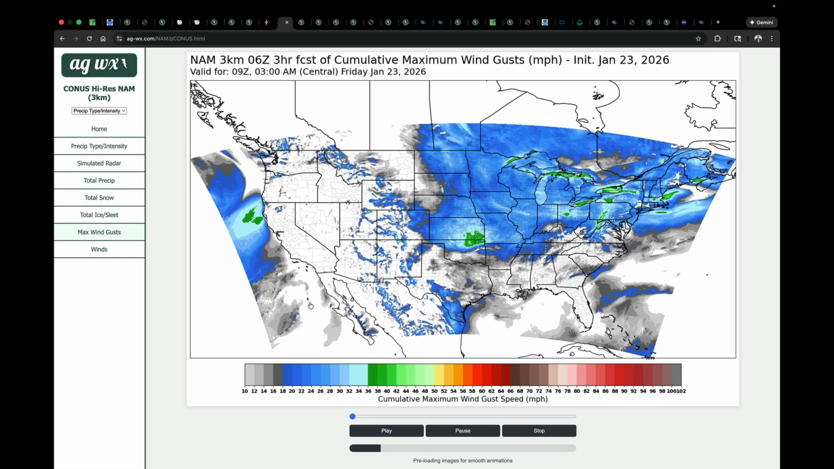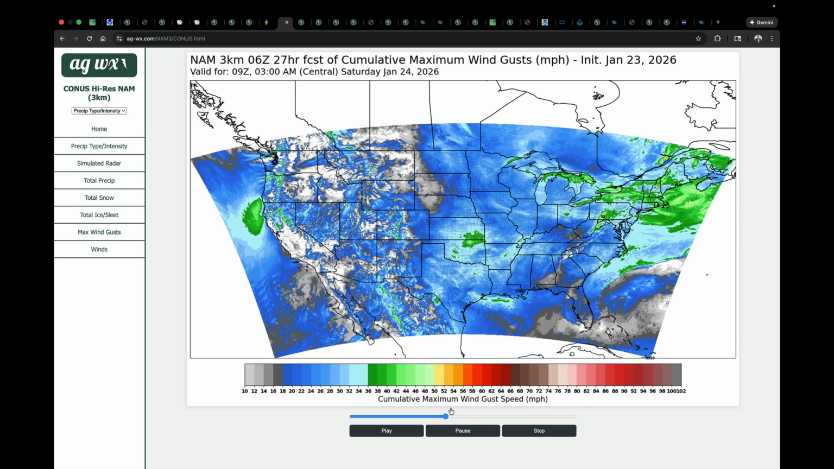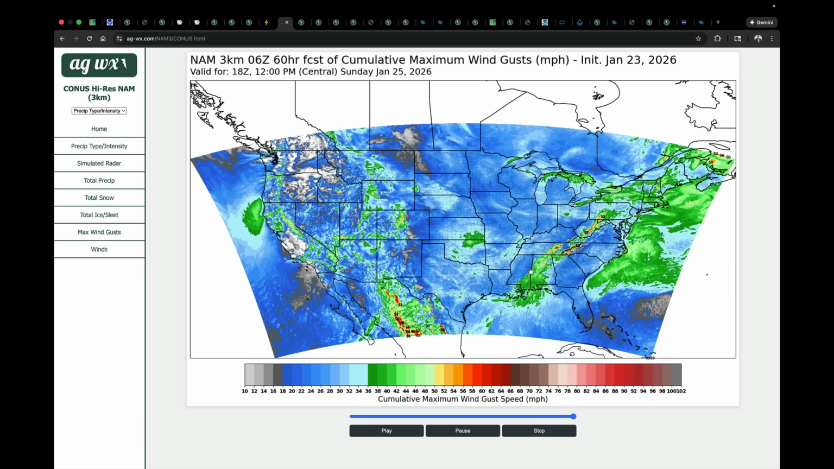I also want to show you winds, just to be aware that we could get some stronger winds out of this all the way through Sunday. We will be watching for wind speeds up here 30 plus miles an hour, maybe cracking 40, and then some stronger winds here as you get on this side of the Appalachian Mountains. So that's just one model.